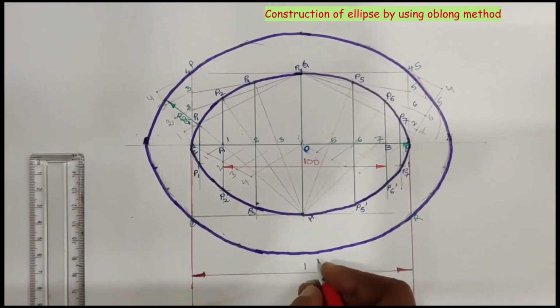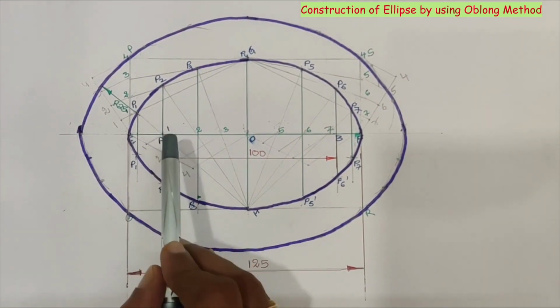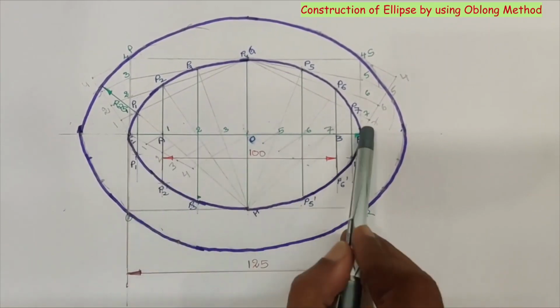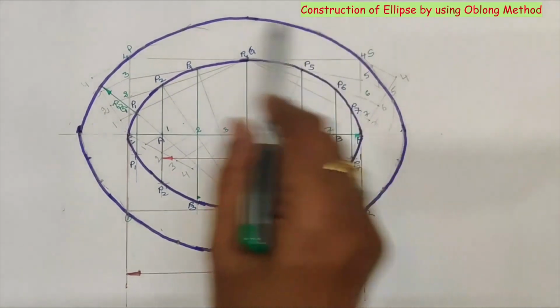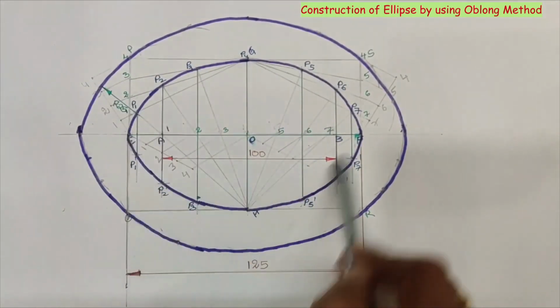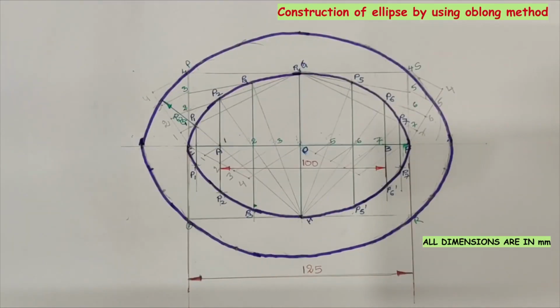Related to the dimension details, here the distance between two fixed points, say A and B, is 100 mm and the length of the major axis of the ellipse is 125 mm. The outer ellipse is at a distance of 25 mm from the inner ellipse. Here all the dimensions are in millimeters. Now we'll see the pencil usage details.